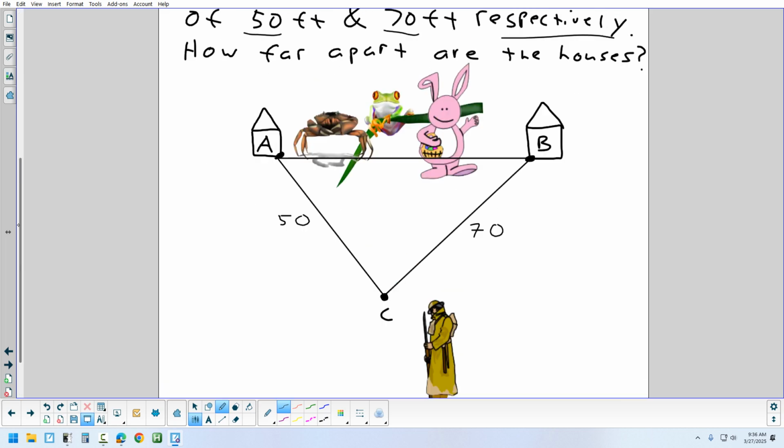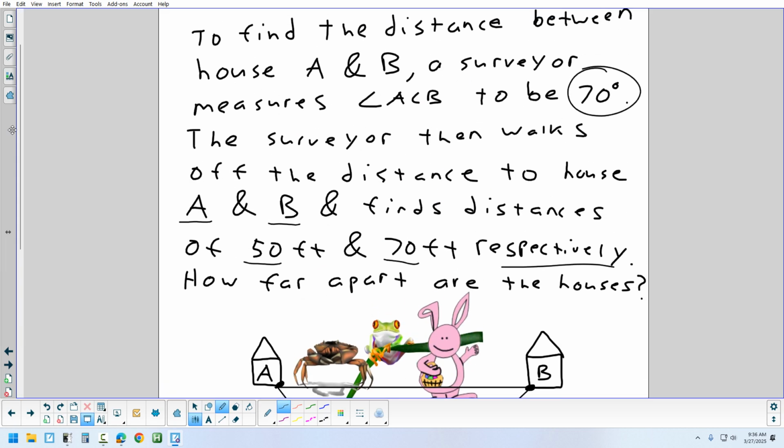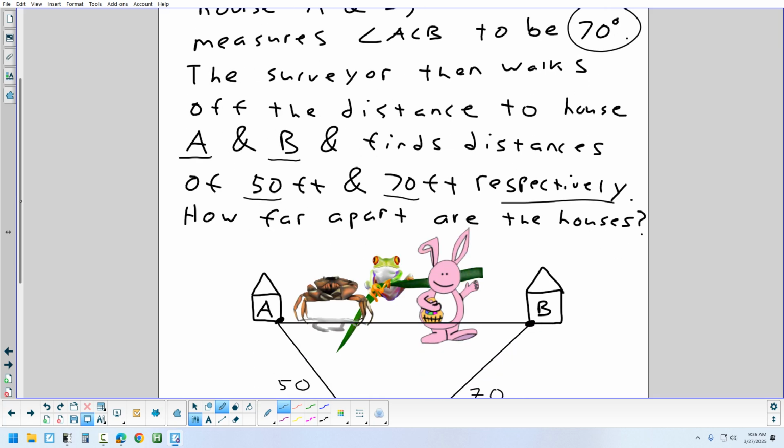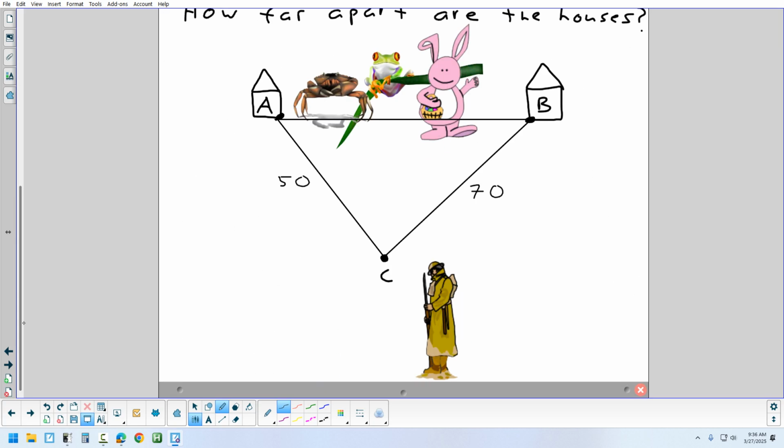And then it tells me the angle ACB. So the surveyor is standing at point C. That just happens to be 70 degrees. All right. And what we want to find, we've already used A, B, and C, so I don't want to use those letters again. I want to find X. That's the length between houses A and B.